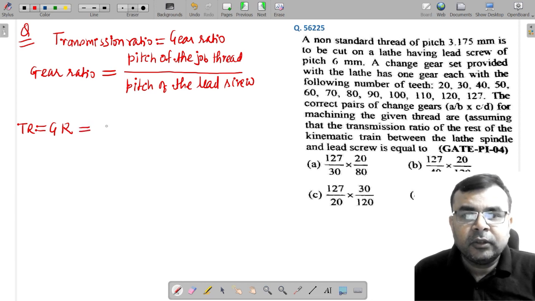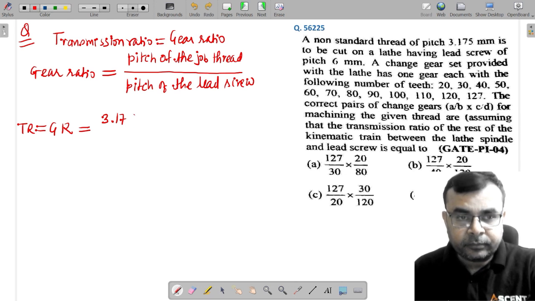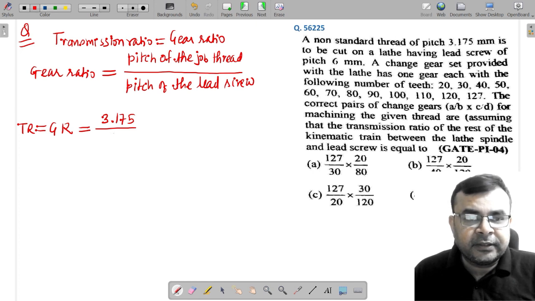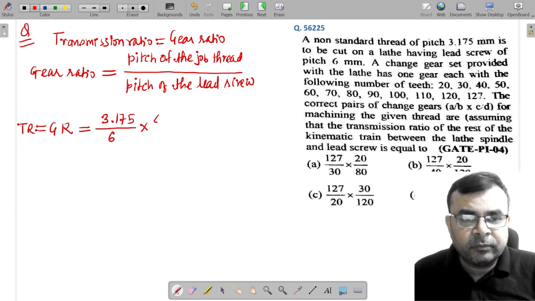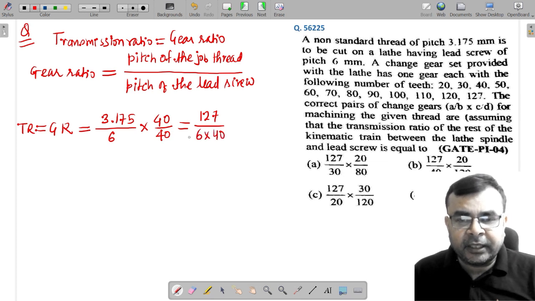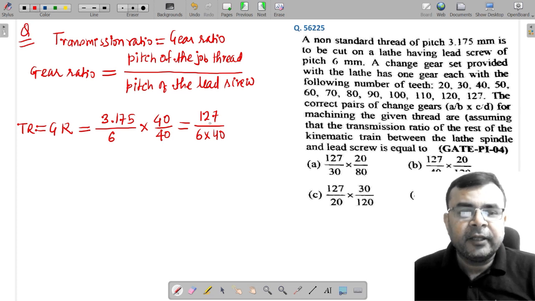So this is equal to the pitch that we need to produce, 3.175 millimeter, over the pitch of the lead screw, 6 millimeter. Now for conversion of this value into integer form, we just multiply with 40 over 40. After multiplying this, I am getting 127 over 6 into 40, and the denominator I am not converting because none of the options is given like this. So simply here I am writing 127 over 6 into 40. Obviously the numerator will be converted into integer form.